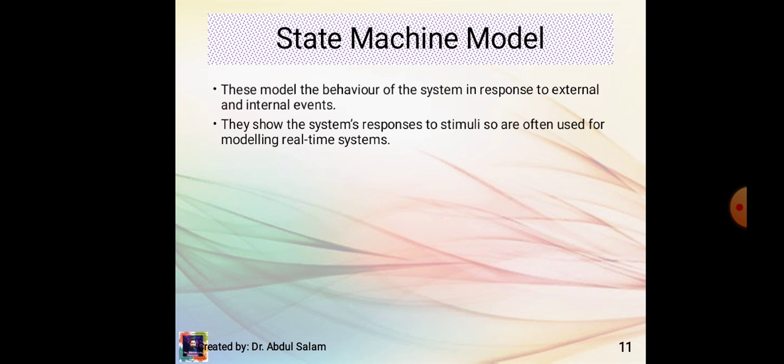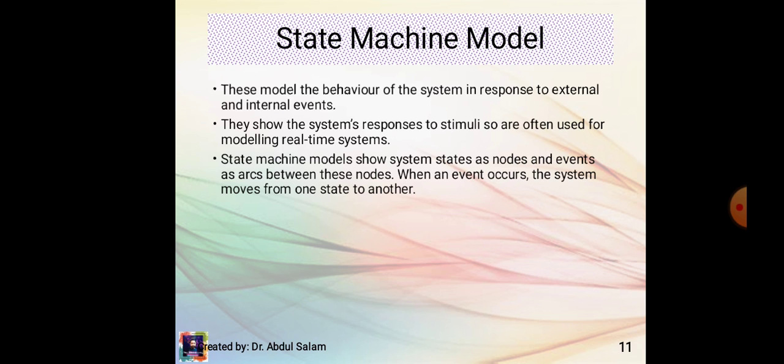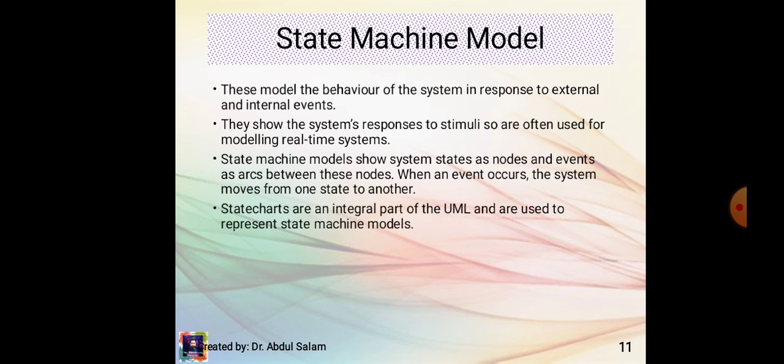State machine model. These models show the behavior of the system in response to external and internal events. They show the system's responses to stimuli, so are often used for modeling real-time systems. State machine models show system states as nodes and events as arcs between these nodes. When an event occurs, the system moves from one state to another. State charts are an integral part of the UML and are used to represent state machine models.